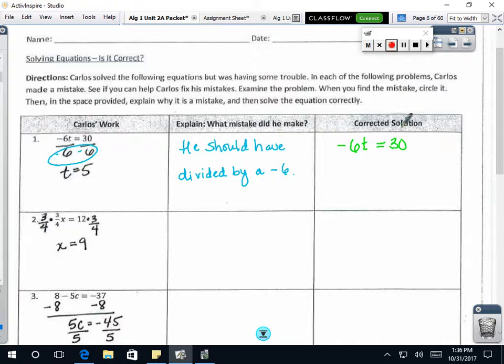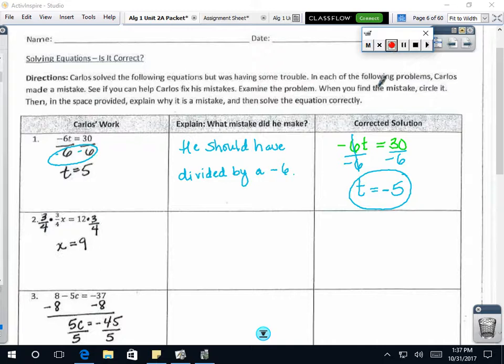Okay, so now let's do it correctly. We're going to divide by negative 6, which on the left will cancel out because any number divided by itself is 1. And you can write 1 there, but it's understood. It's not necessary. And when we divide the 30 by negative 6, the real answer is negative 5.